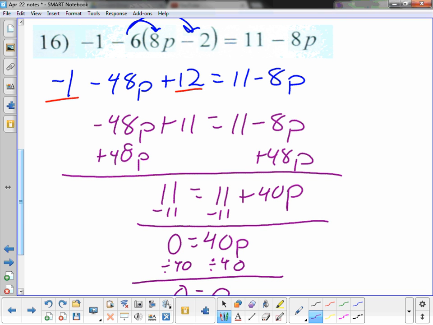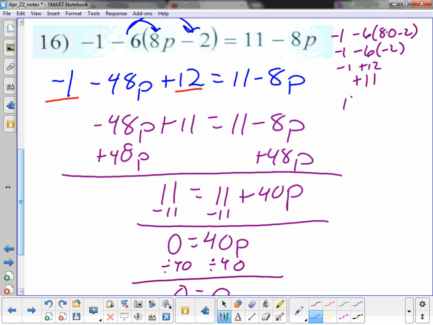So now I want to check that. And I've got a negative 1 minus 6 times the quantity 8 times 0 minus 2. Well, that's a negative 1 minus 6 times 8 times 0 is 0 minus 2 would be negative 2. Negative 6 times negative 2 is a positive 12. So I get a negative 1 plus a positive 12 gives me a positive 11.